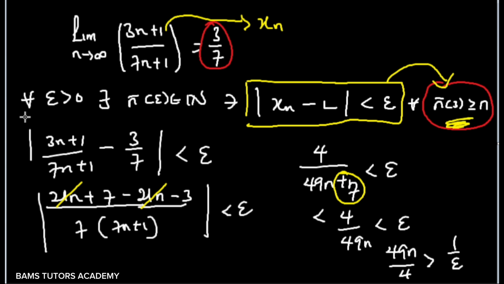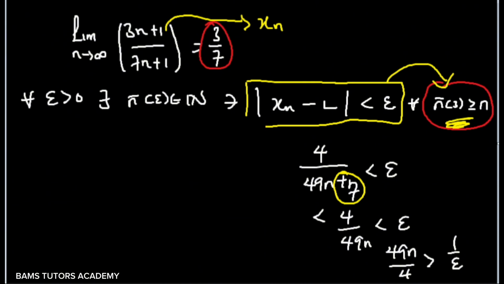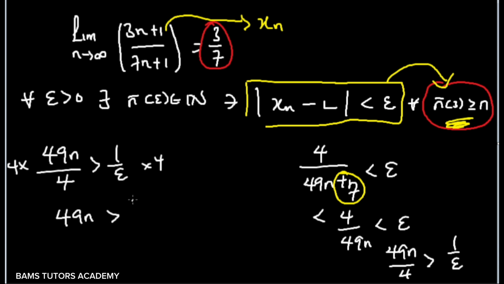Okay, so let's clean up a little bit so we can have some space to work on. So from here I have 49n over 4 is greater than 1 over epsilon. So just multiply both sides by 4. So I would have 49n greater than 4 over epsilon, right? Then divide both sides by 49. So I have n is greater than 4 over 49 epsilon.